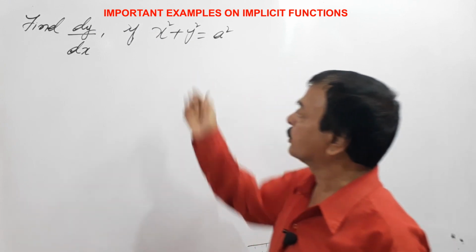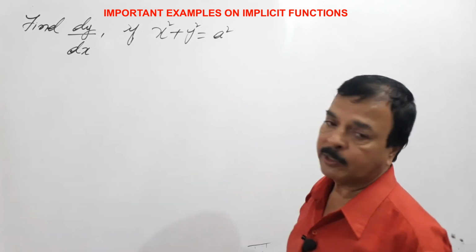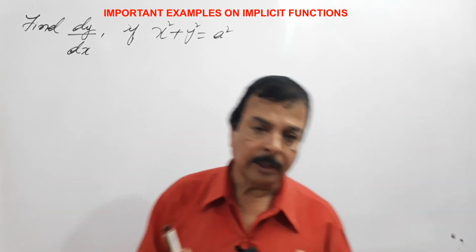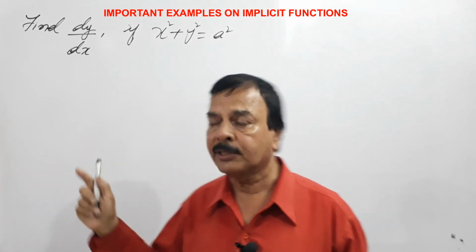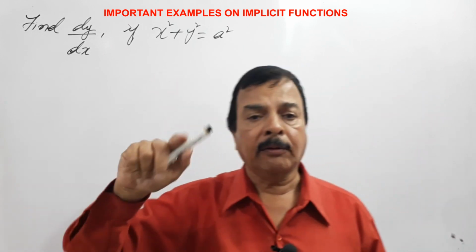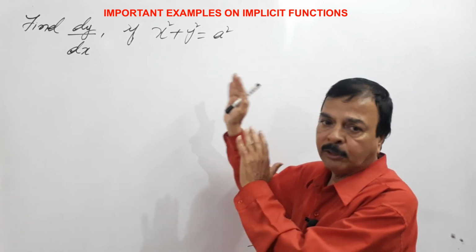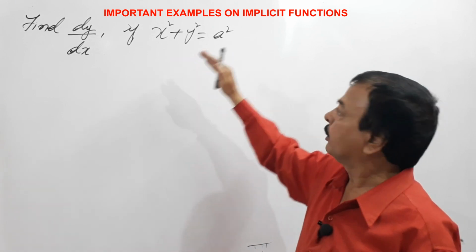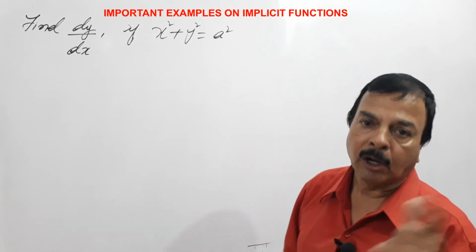So dear students, we take a simple problem. Find dy by dx if x square plus y square equals a square. Remember, they will not give you y equals so and so, because these are implicit functions. Whatever is given, you have to differentiate it, because I have taught you f of x, y equals 0. First differentiate with respect to x, both x as well as y, equate it to 0, and later solve for dy by dx. I'll show you how to go about it.